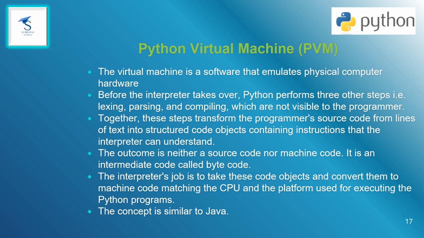Once that is done, after all these operations, the outcome is neither source code nor machine code. It's intermediate code called bytecode. The bytecode is generated by these processes, and it happens without our knowledge. The job of the virtual machine is to take this code, the code objects as we call them, and convert them into machine code, matching the CPU and the platform, used for executing the program.